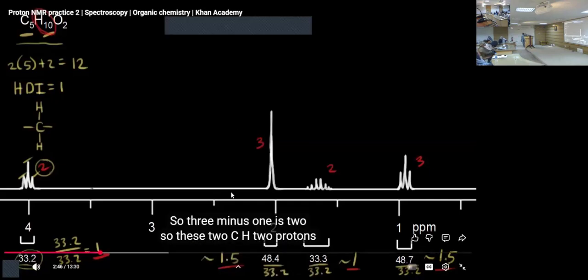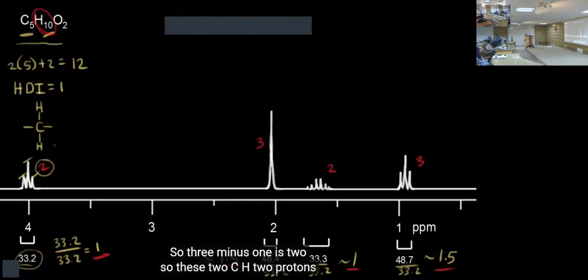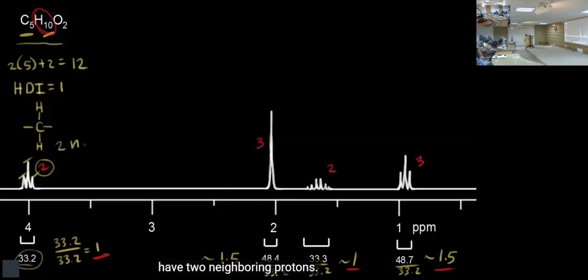Minus 1 is 2. So we think these two CH2 protons have 2 neighboring protons.